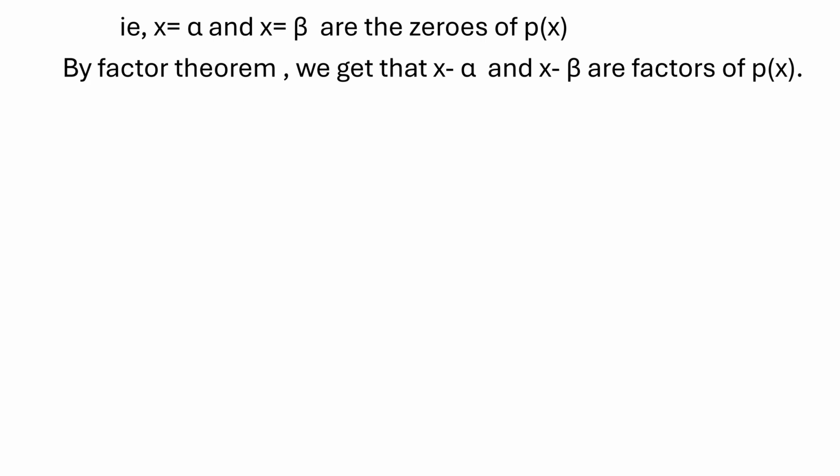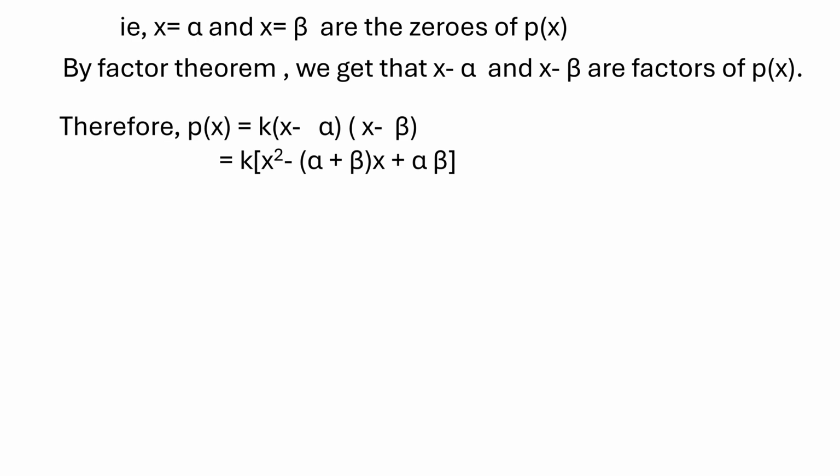Now if we take the factor theorem, what do we get? We get x minus alpha and x minus beta. So these are the factors. Students, sometimes equations are given and they ask you to find the zeros, or it comes in MCQ form. So we take the factor theorem and say x minus alpha and x minus beta are the factors of the equation. Therefore, p(x) will be equal to k into x minus alpha, x minus beta, and when you open the bracket, you get this equation.